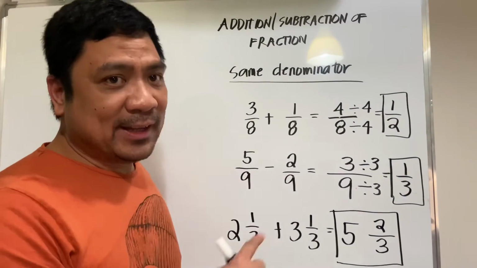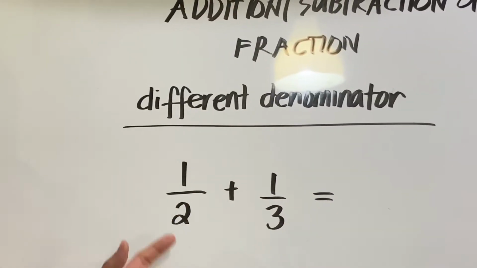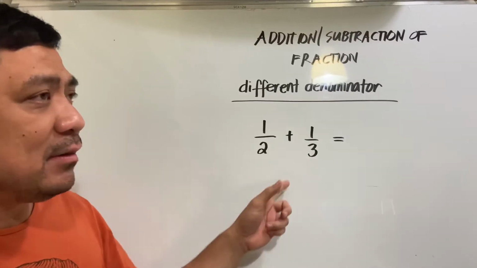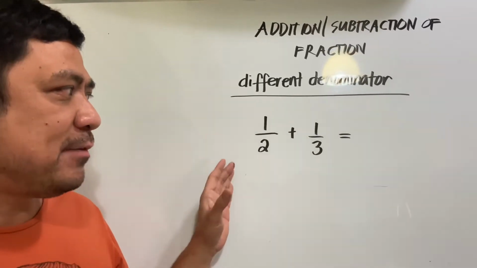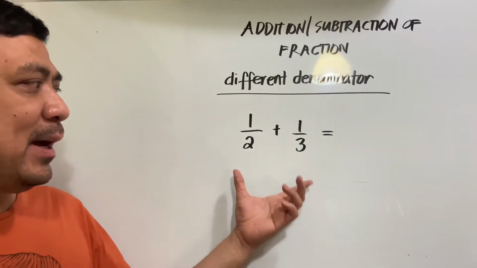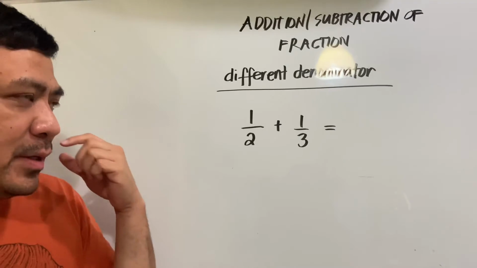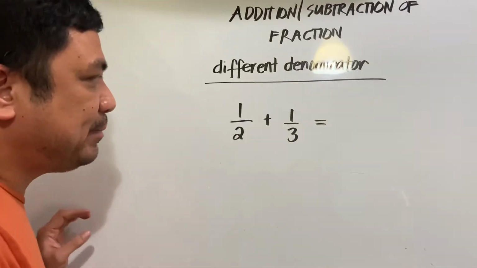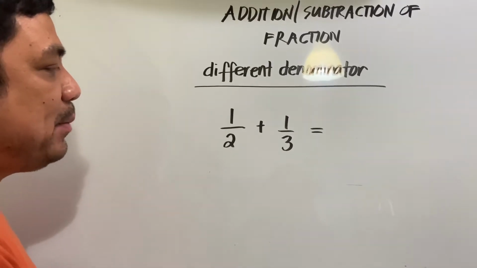So let's go to the second case. Second case here is we have different denominators. Say for example here, 1/2 plus 1/3. I think this is the part where most of us are having a hard time because hindi natin alam kung paano natin gagawin because they have different denominator. So, ang basic rule here is before you can add, they should have the same denominator first.